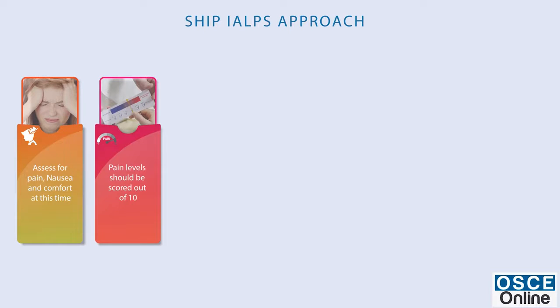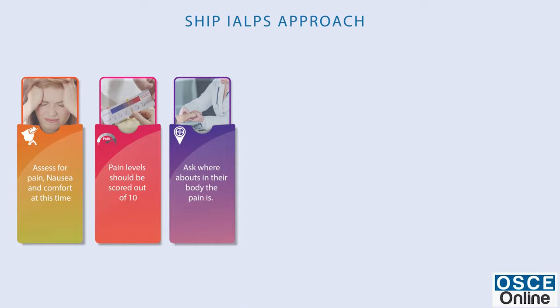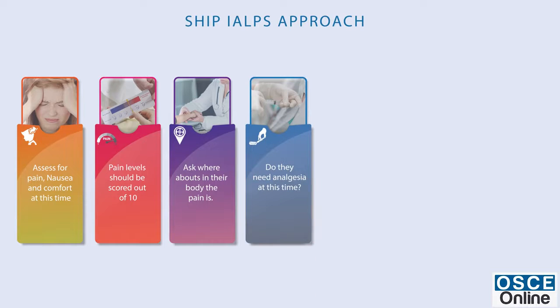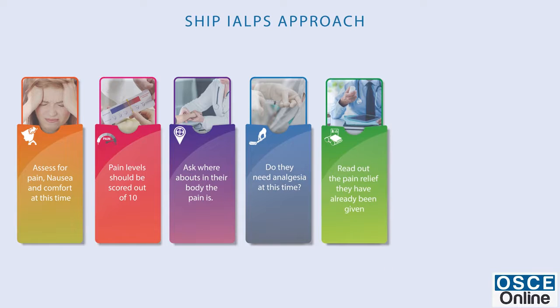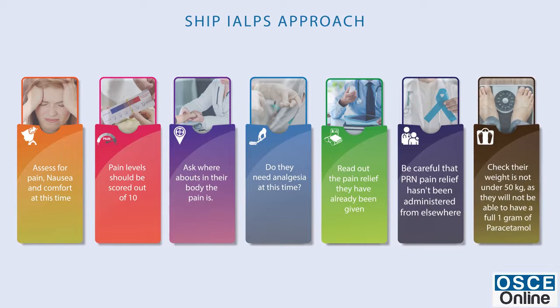Pain level should be scored out of 10, with 0 being no pain at all and 10 being the worst imaginable. Ask whereabouts in their body the pain is. Do they need analgesia at this time? Read out the pain relief they have already been given and ask if they have had any other pain medication. Be careful that PRN pain relief hasn't been administered from elsewhere on the chart, on the regular or stats part of the chart. Check that their weight is not under 50 kilograms, as they will not be able to have a full 1 gram of paracetamol if they are below this weight.